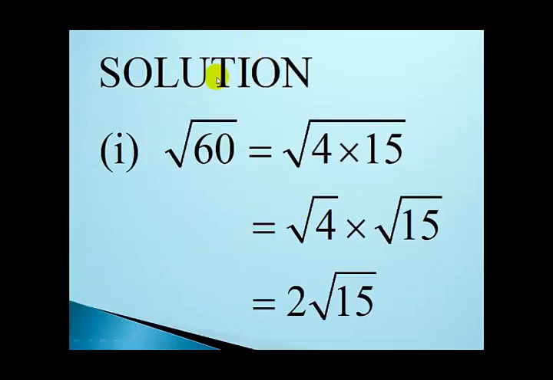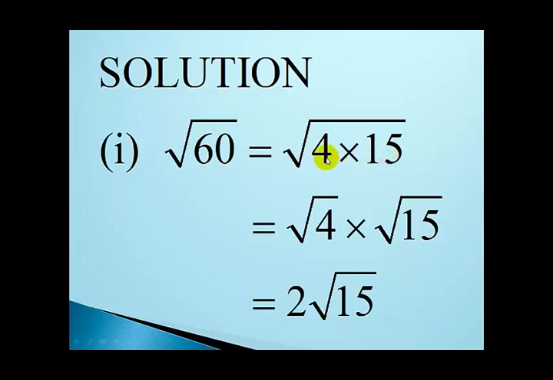Now solution. I. Square root of 60. How do we simplify the square root of 60? What we are going to do is search for 2 numbers. When we multiply those 2 numbers, the result must give us 60 in such a way that one must be a perfect square. So root 60 is equal to the square root of 4 times 15, because when you multiply 4 by 15, you are still getting back your 60. That means that the square root of 60 is equal to the square root of 4 times 15.